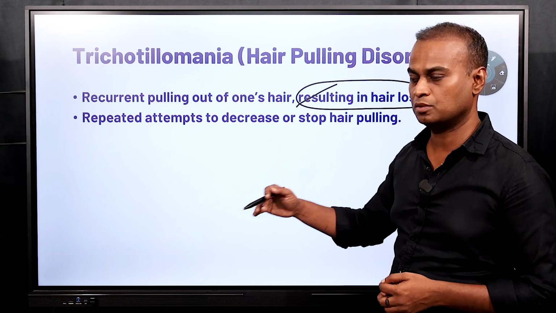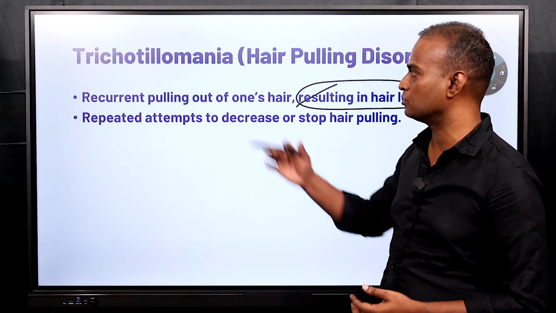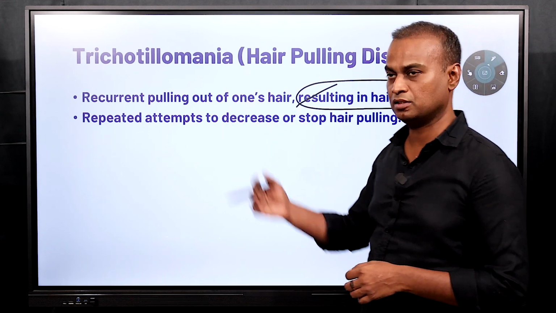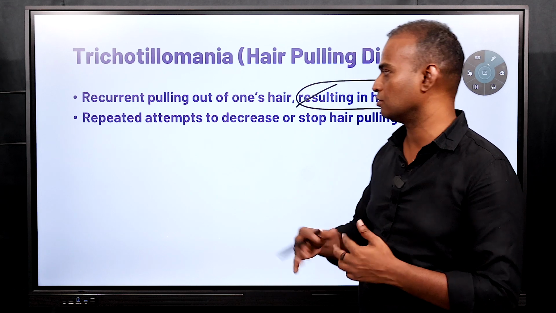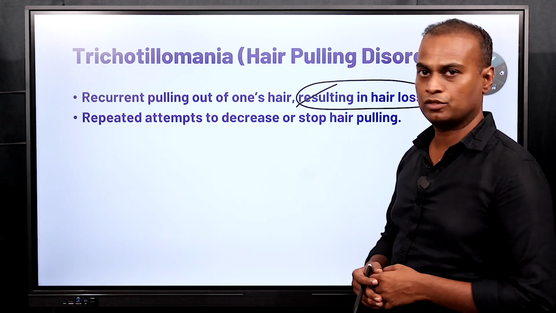In trichotillomania, you see both extremes: one, they are pulling, and the other, they are trying to stop the pulling of hair. Both come under trichotillomania when the patient is in distress. When he is in distress or anxiety, he tends to do these kinds of things. This is known as trichotillomania.